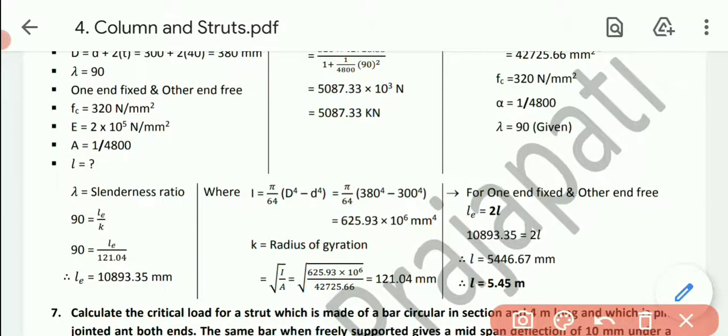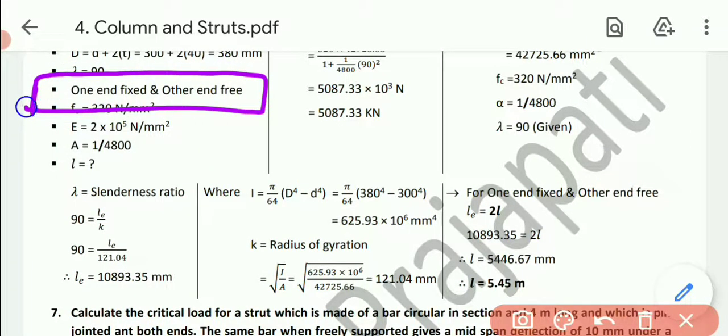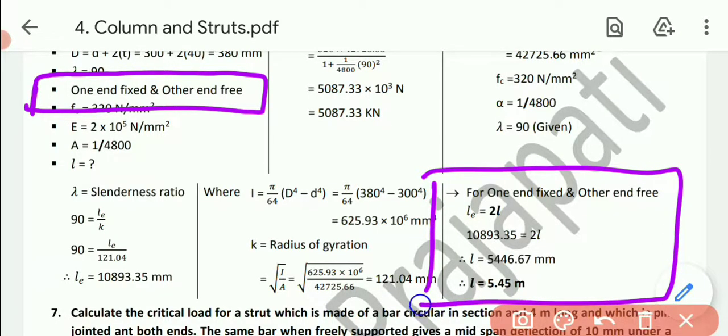See, they have told us that one end is fixed and other end is free. So now I can apply this formula over here. For one end fixed and other end free, I can say LE equals to twice L. I have got the value of LE, that is 10893.35 equals to twice L. So ultimately L will be this term divided by 2, 10893.35 divided by 2, so I will get the answer 5446.67 mm. Let's convert it into meter, that is 5.446 or we can say 5.45 meter.